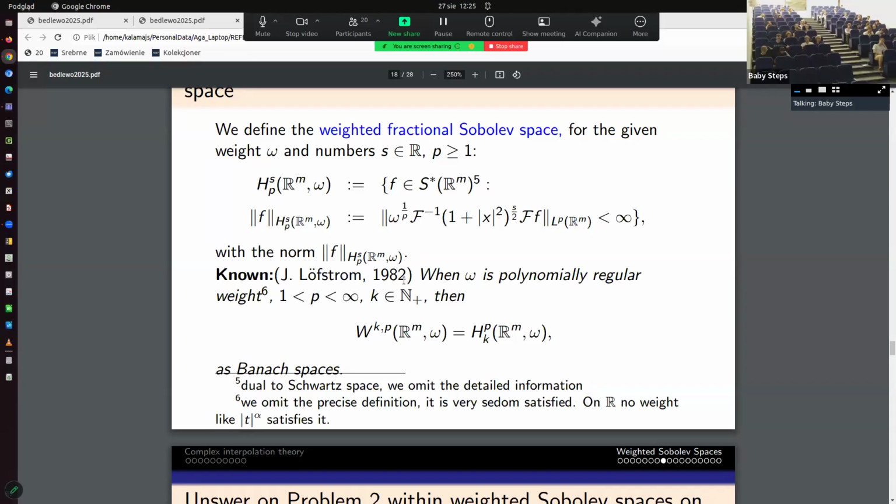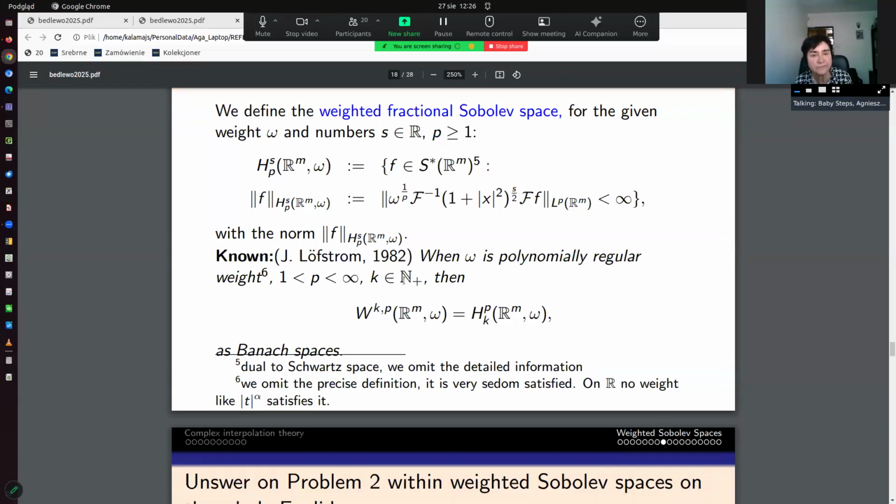Okay, and the last one, if I could. From this theorem, one could presume that if this condition of being polynomially regular is not satisfied, then we don't have this equality between W and H, yes? Yes, we can presume. However, it is a characterization with respect to the behavior of the weight function. But there are some examples in which it is known that these two constructions do not coincide, yes?